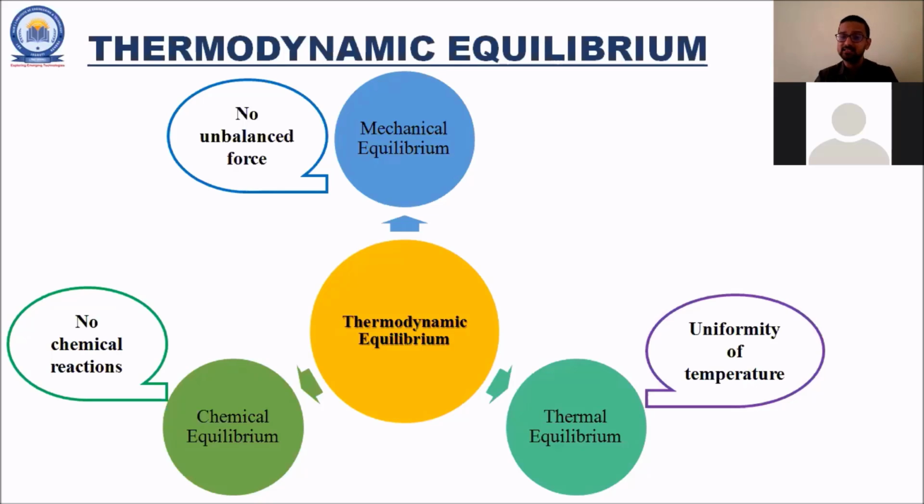And the third point is thermal equilibrium. Thermal equilibrium is that state of the system in which the temperature at all the points in the system remains constant. So friends, remember this point. Whenever a thermodynamic system wants to attain thermodynamic equilibrium, then compulsorily that system needs to attain three types of equilibrium: the mechanical equilibrium, the chemical equilibrium, and the thermal equilibrium. I hope the basic concepts related to thermodynamic equilibrium are perfectly clear in your minds.